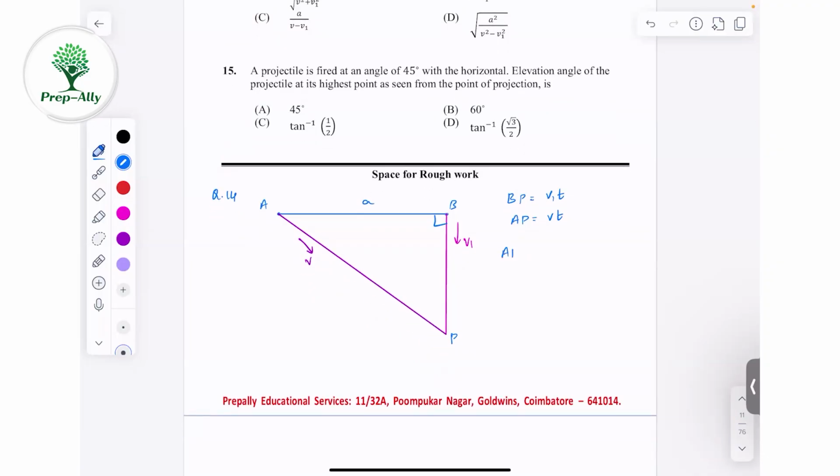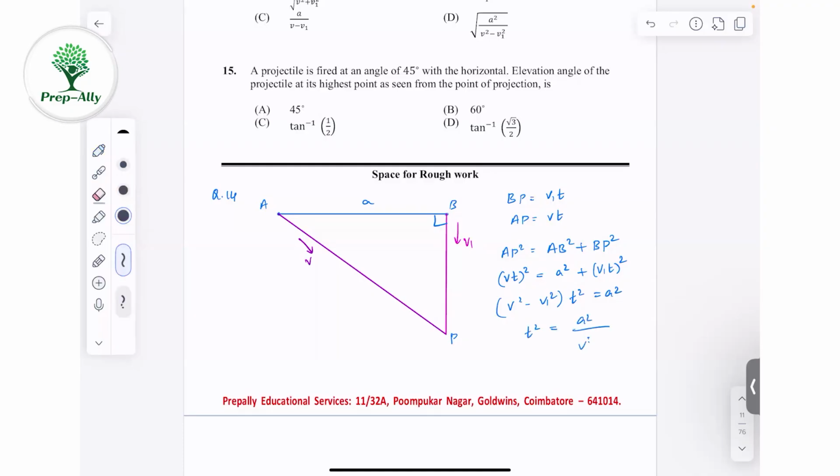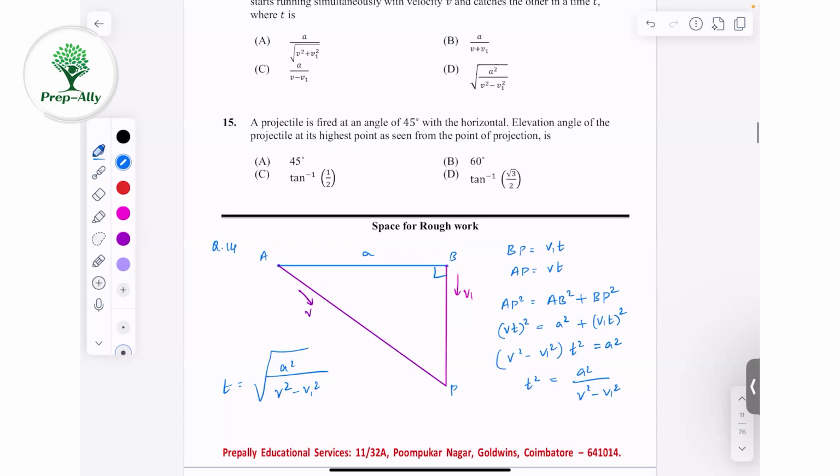So then we can say that AP square will be AB square plus BP square. So AP square is V into T, AB square is A square and BP is V1T whole square. So that gives us V square minus V1 square T square equal to A square. So T square is A square by V square minus V1 square. That gives us T is equal to A square by V square minus V1 square whole under root. That is our answer. Okay.